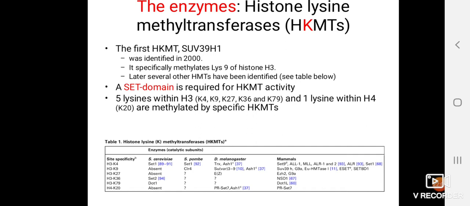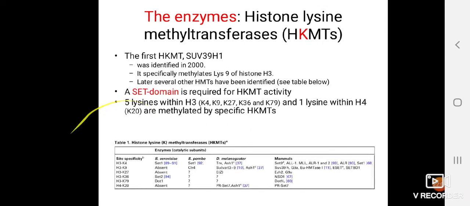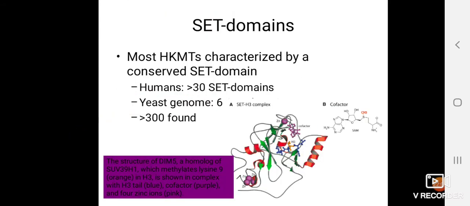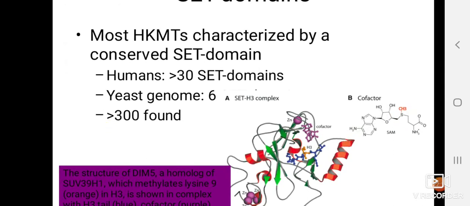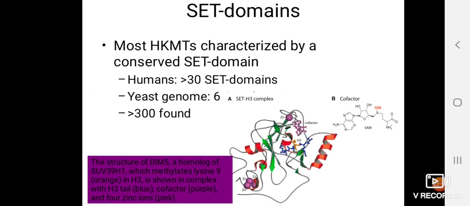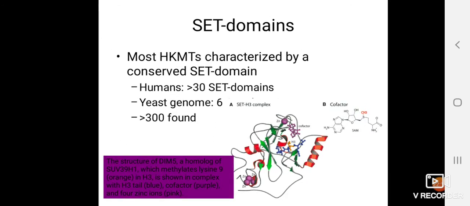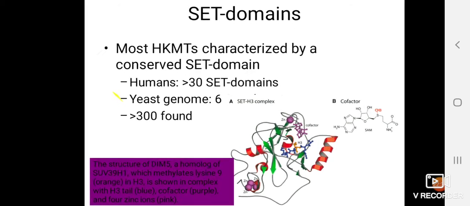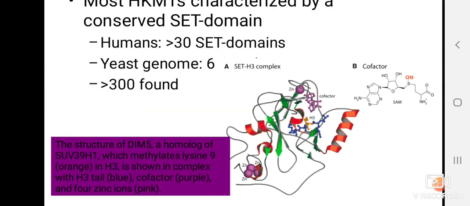It mentions the catalytic subunit of the enzymes in different organisms and how they are involved in methylation. The important domain, the SET domain, is found to be highly conserved in HKMTs. In humans more than 30 SET domain proteins have been identified, in yeast 6, and altogether more than 300 have been found. You can see the structure of DIM5, a homolog of the SUV39H1 protein. It methylates lysine 9.